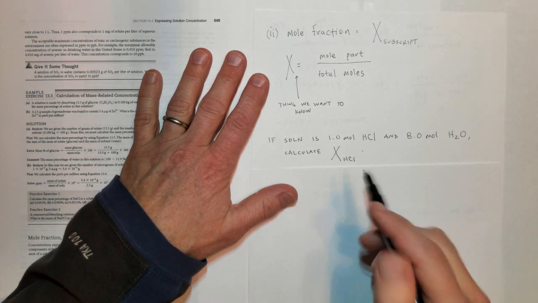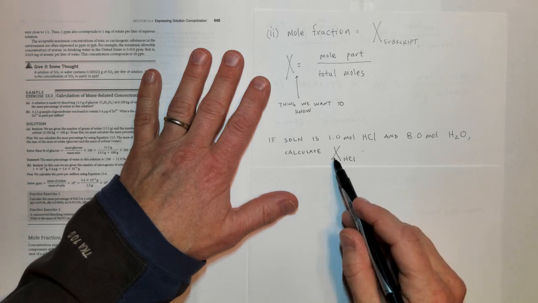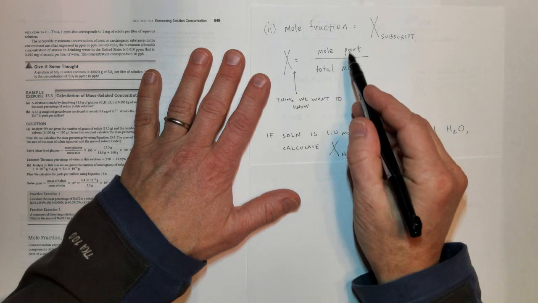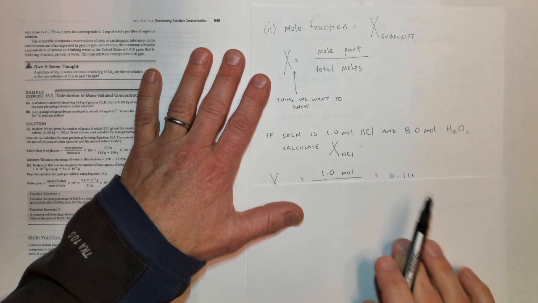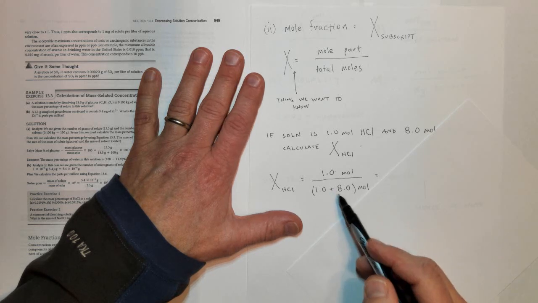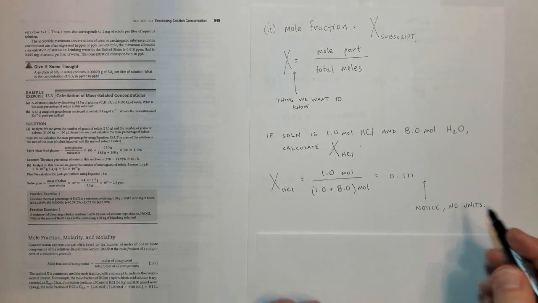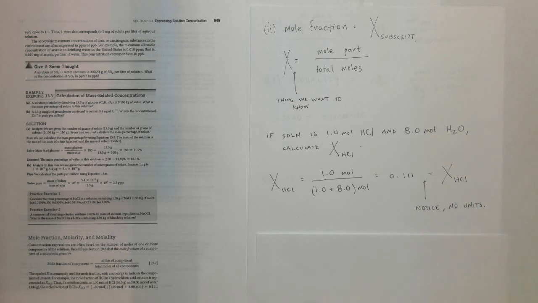So for example, if a solution is 1 mole HCl and 8 moles H2O, calculate the mole fraction of HCl. Well, we take the mole part that we're interested in and put it on the top, 1 mole, and take the total moles and put it on the bottom. So that would be 1 plus 8 moles on the bottom. So 1 divided by 9 would end up being 0.111. And notice there's no units for this, and we'd say that this is our mole fraction of HCl. We use the little subscript HCl to indicate that's the substance that we're interested in the mole fraction of.